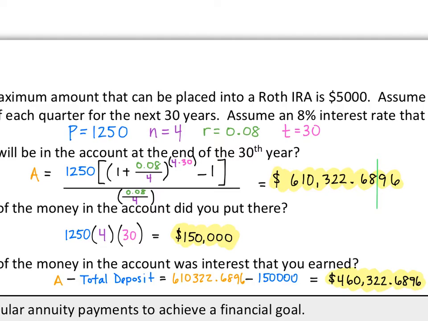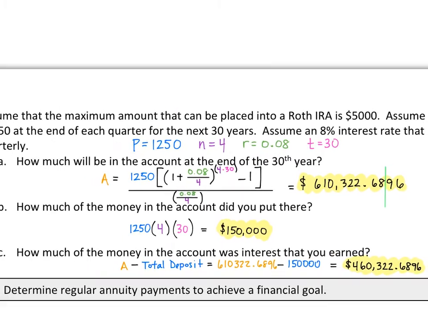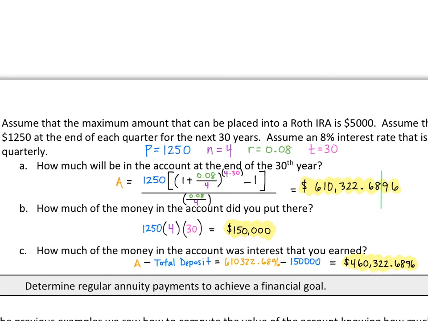All right, so then what if I asked you, how much of the money in the account did you put in? Now remember, you're putting $1,250 in every quarter, so 4 times a year. That's where the 4 comes in. For 30 years you were doing this. So $1,250 times how many payments you're making per year times the number of years it's sitting in that account. So you deposited $150,000 over this 30-year time frame.